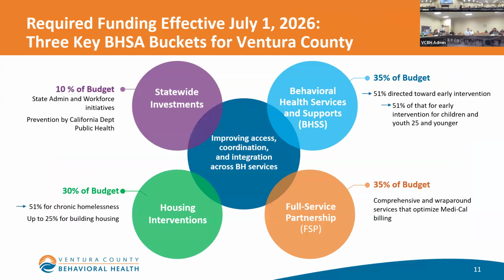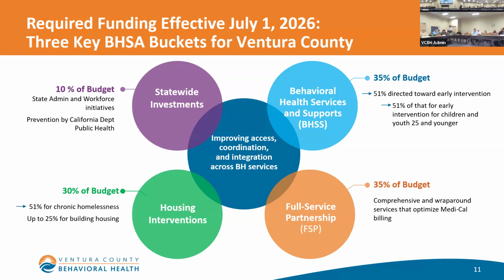So starting in July of 2026, BHSA will really be divided into a few new categories. You can see that 10% on the upper left-hand side, the purple bubble there, will go to the state for state administration, workforce, and prevention efforts. So that's where that California Department of Public Health prevention funding will go. There's also funding for workforce that's a part of that, not to CDPH, but elsewhere.